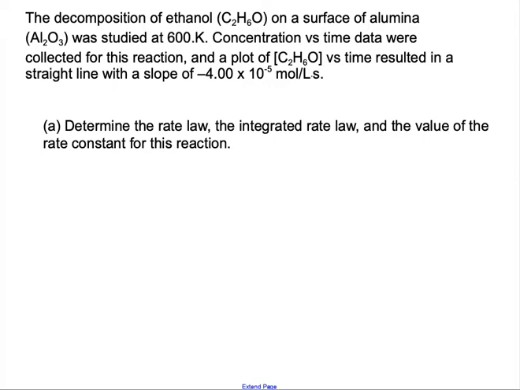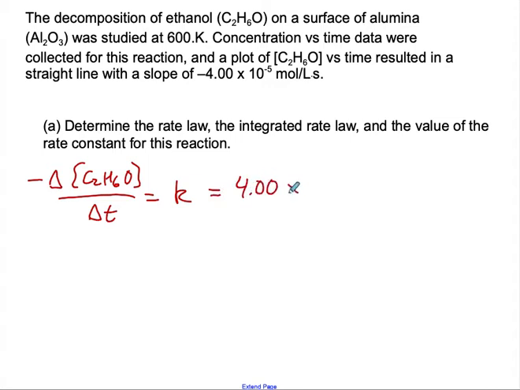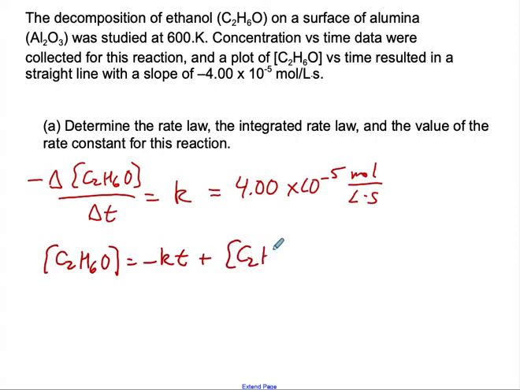So that allows me to write out the rate law. The decrease in concentration of ethanol with respect to time is simply equal to k, which is equal to the negative of the slope, which is 4.00 times 10 to the negative fifth mole per liter per second. Remember, zero order kinetics means the rate is constant. The integrated rate law: concentration is equal to negative kt plus the initial concentration.